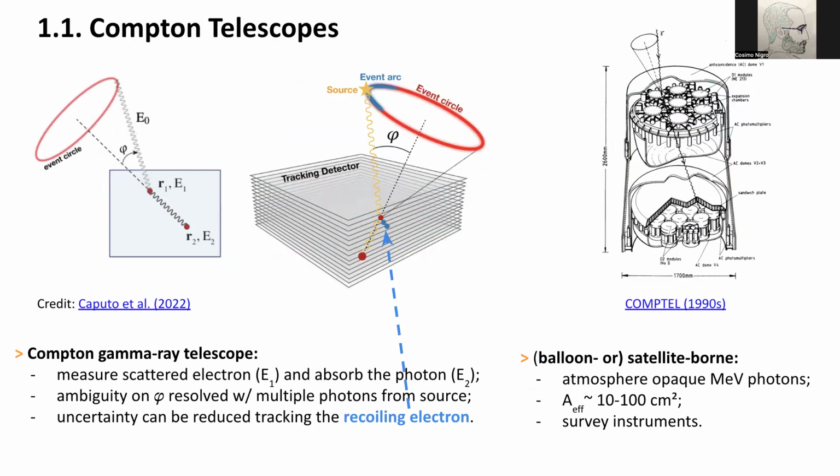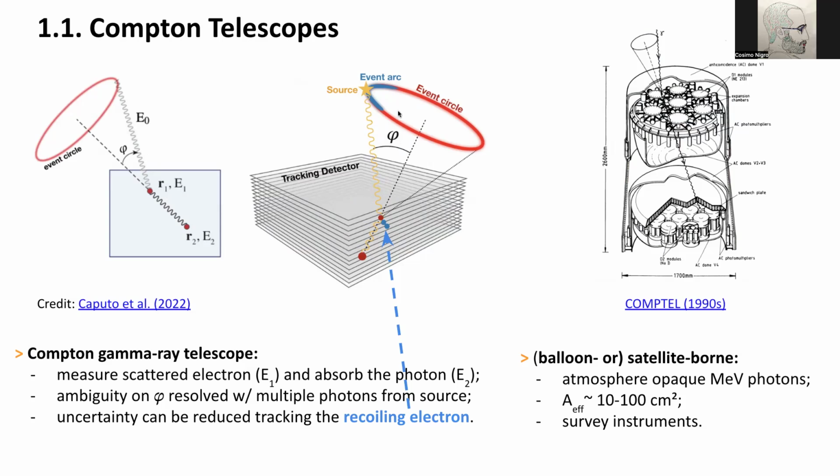I'll describe very quickly Compton telescopes just for completeness. Basically, the idea is that in a detector, you capture the Compton effect. You have a photon, a gamma ray, that enters and scatters an electron, and you can measure the recoiling electron. By doing so, the photon loses energy. So then you can reconstruct the energy and the scattering angle.